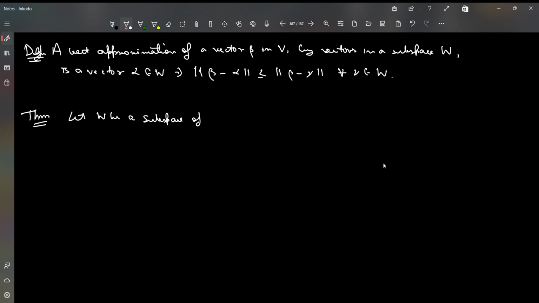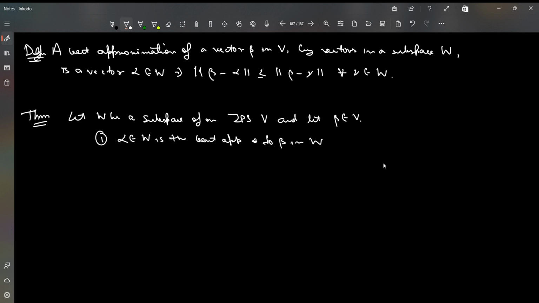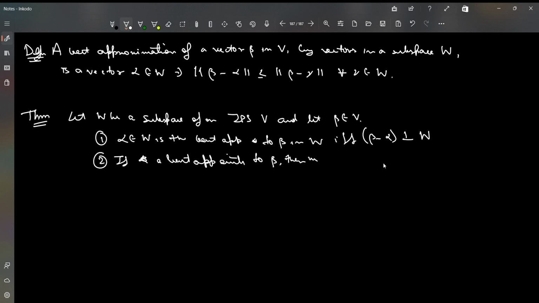Let W be a subspace of an inner product space V, and let beta be a vector in V. Number one, a vector alpha in W is the best approximation to beta by vectors in W if and only if beta minus alpha is orthogonal to W. That is, beta minus alpha is orthogonal to every vector in W. Number two, if a best approximation exists to beta in W, then it's unique.